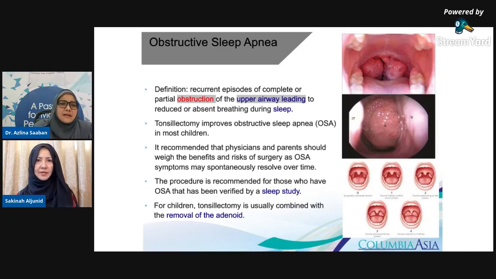Actually, it's very random lah. I mean, it's not documented that anything contributes to the infection. By chance, usually. Sometimes it can run in the family.